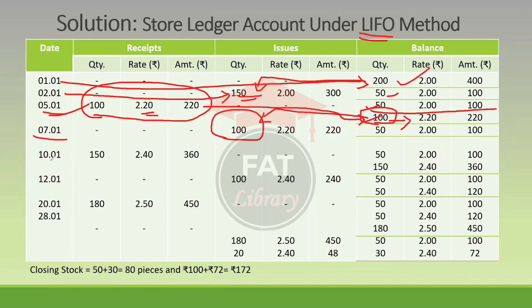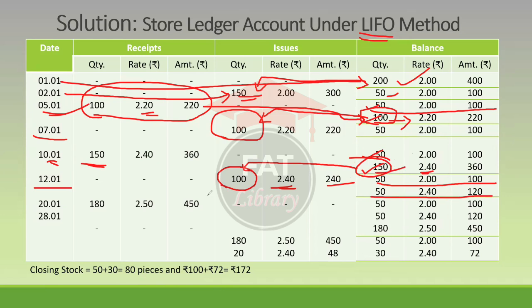Okay, so now you can see here on 10th of January they have received 150. So this was the old balance, and 150 is the latest they have received. Next, when they are issuing 100 units again on 12th of January, they issue from the 150 units received latest. So you can see the rate here is 2 rupee 40 paise. Which stock you are taking, that stock's rate you have to consider here. In the balance you can see this is the old stock we were having, and this is the latest stock balance. Out of 150, 100 they have issued, and 50 units are remaining with the company now.